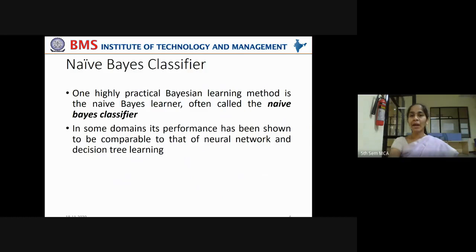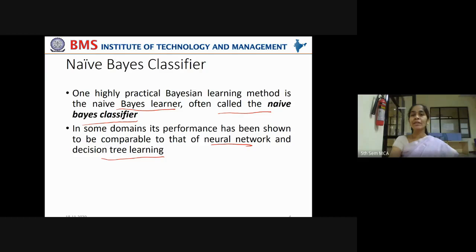Now, one highly practical Bayesian learning method is the naive-Bayes learner, what we have learned so far, often called the naive-Bayes classifier. If Bayes theorem is used by a classifier to perform some classification, we call it a naive-Bayes classifier. In some domains, its performance has been shown to be comparable to that of neural network and decision tree learning. Neural network and decision tree learning have their own pros and cons, right?